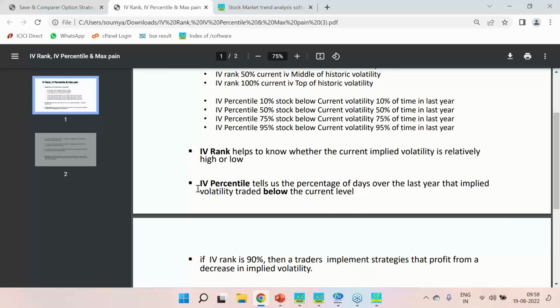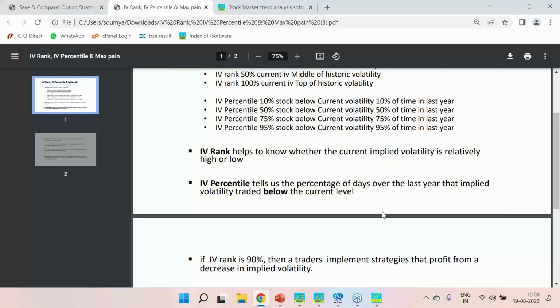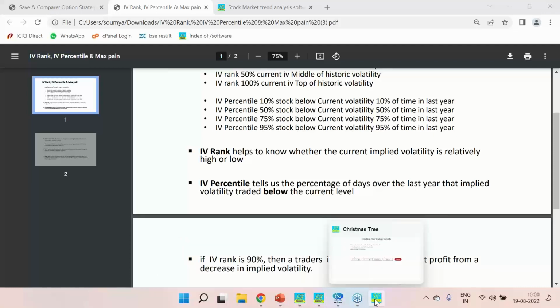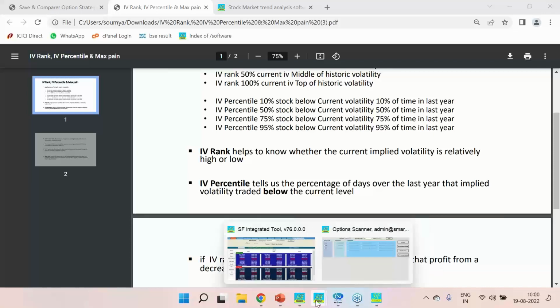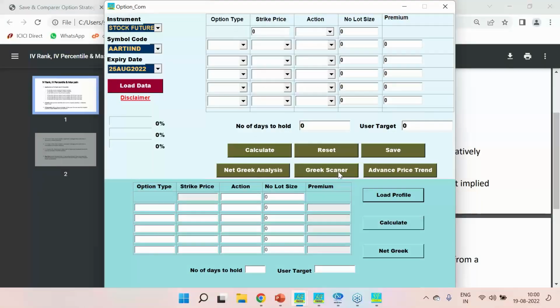It tells us the percentage of days over the period that IV traded below the current level of IV. So I will explain this in a little detail. IV percentile is telling the percentage of days in the current year that implied volatility traded below the current level. Whenever we are talking about IV, different options have different IV. You have many strikes, all having different IV. So if you go through our option scanner, if I just go through here, I can go for the grid scanner.